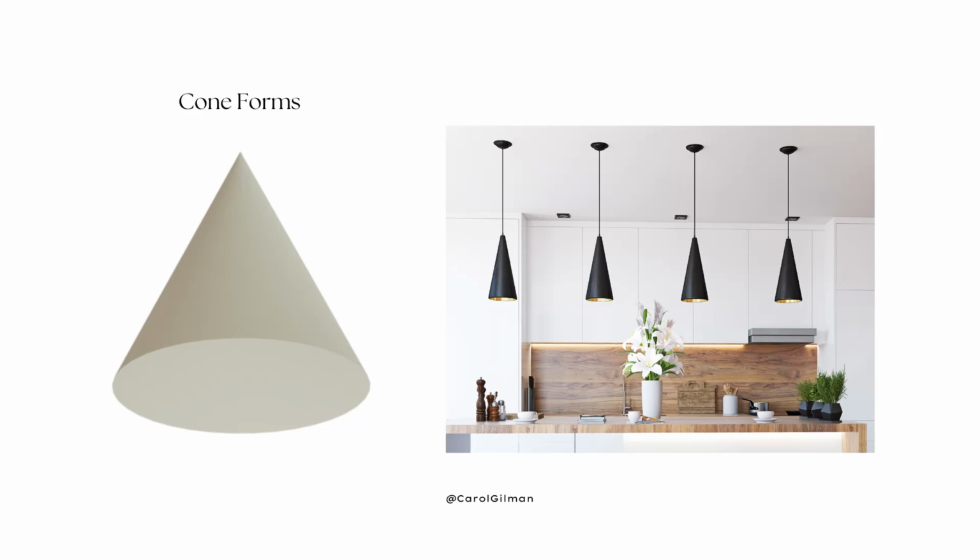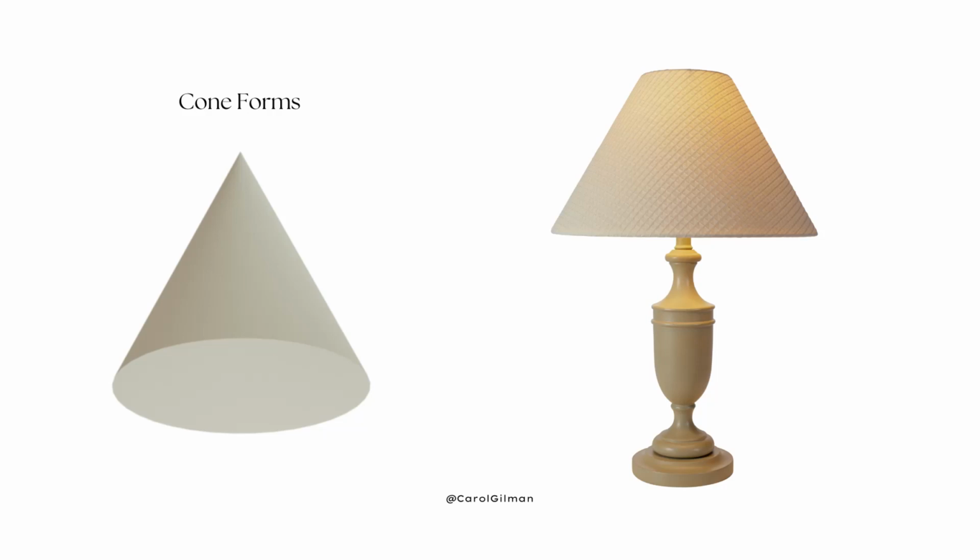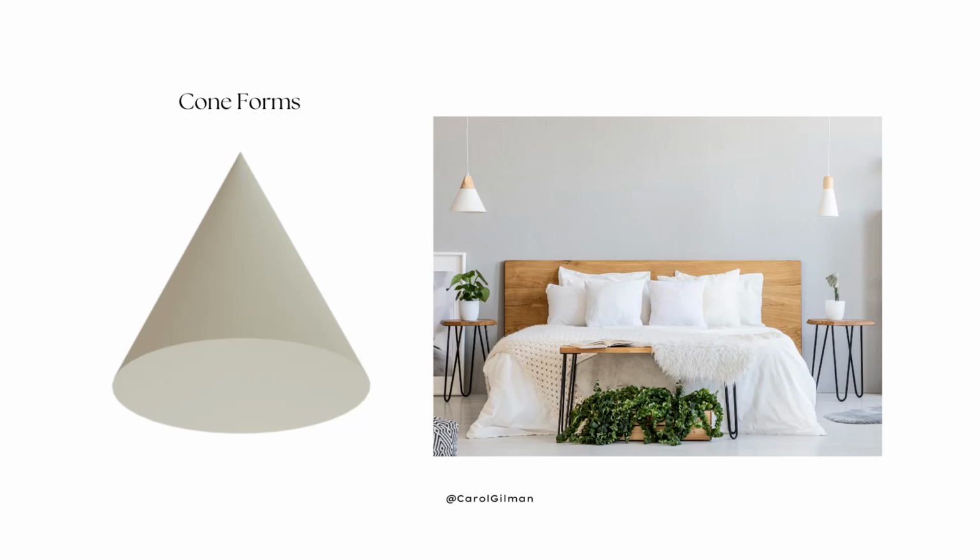Then another common form that we see in our home is something we would describe as almost triangular, but rounded at the same time. We're thinking of cones. A cone is a way to describe that rounded, almost triangular shape. A really good example of that are lampshades. How many lampshades we can find that have a cone shape to them. That's a really cool thing to notice.